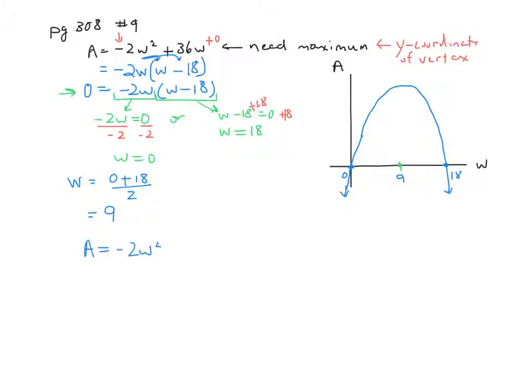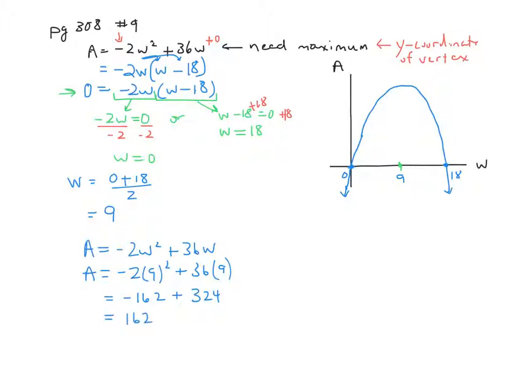So our area equation, we can work with the original that we have here. Whoops, that should be w. And we can sub in the value of 9. And then we can calculate that. And when I calculate negative 2 times 9 squared, I got negative 162. And then 36 times 9 was 324. When I combine those, I get positive 162.